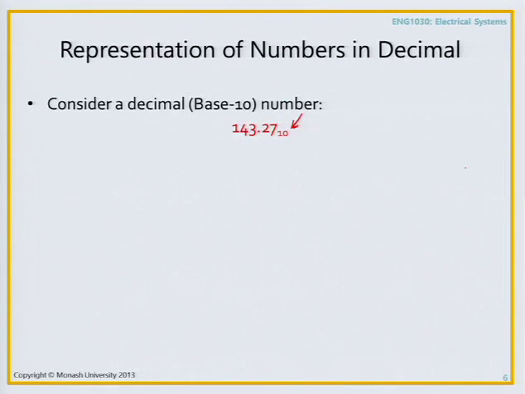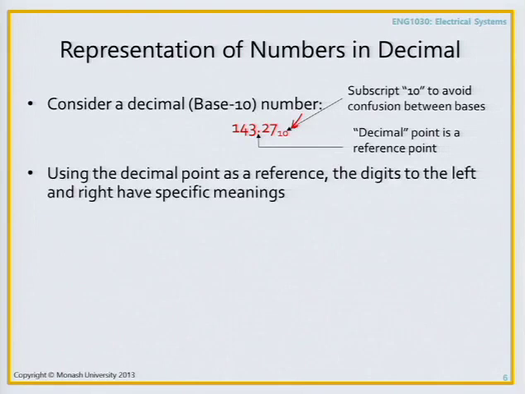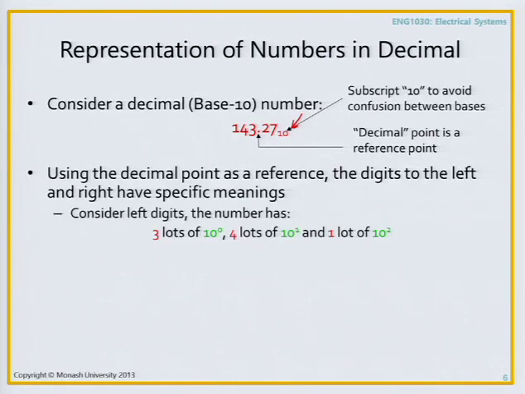So 143.27 really means that, well, the other important feature here is we've got a decimal point. If you think about what the decimal point does, it gives you a reference for where 0 is. Any numbers to the right of the decimal point represent something, and the numbers to the left represent something. So it gives you a point of reference. So consider this number. This number means 143.27.